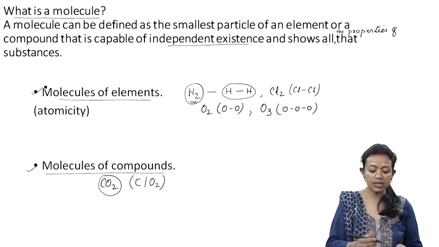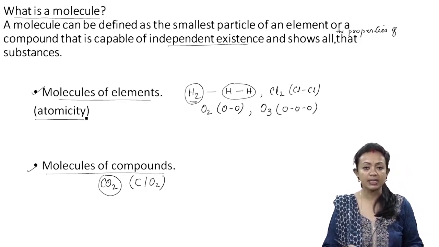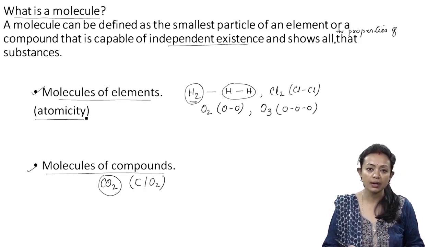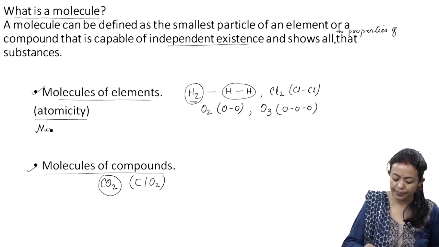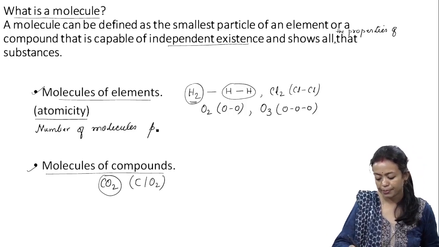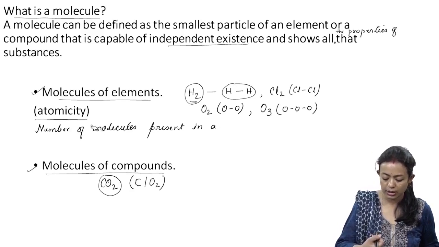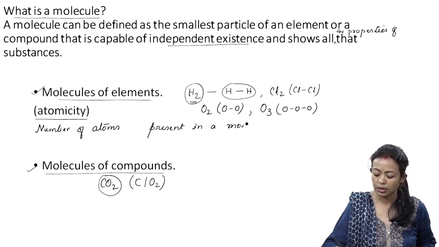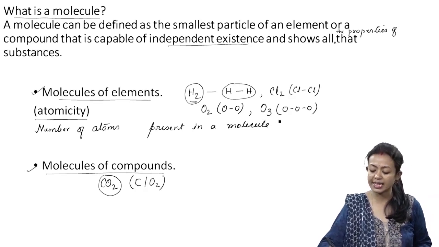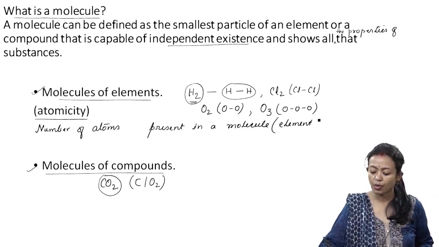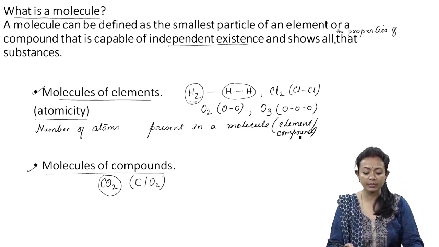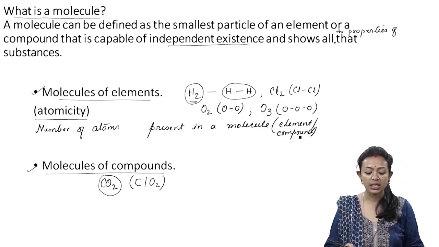Now what is this term called atomicity? Atomicity means the number of atoms that is present in a molecule. I repeat, the number of atoms present in a molecule is known as atomicity. It can be a molecule of an element or a molecule of a compound. So I repeat, the number of atoms present in a molecule is known as the atomicity.